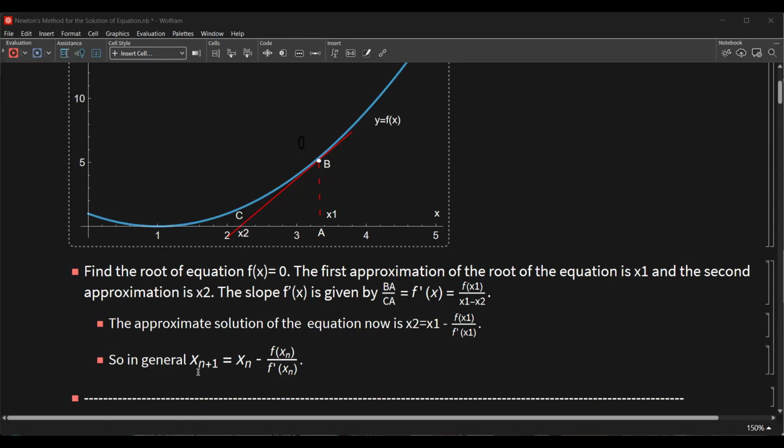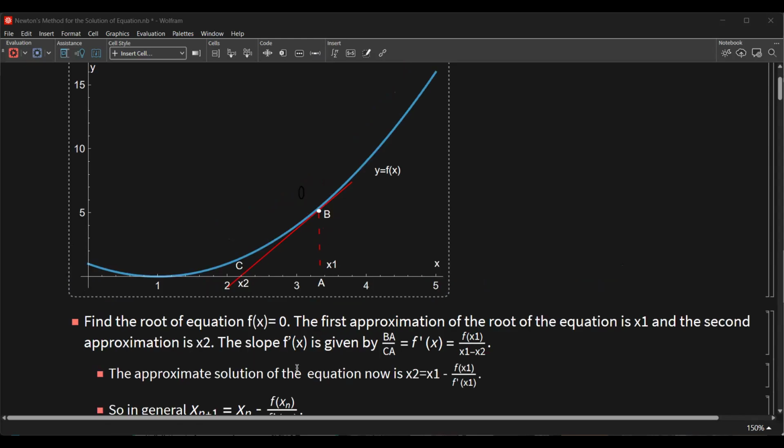So in general, we have x sub n plus 1 is equal to x sub n minus f of x all over f prime of x sub n. So we have this length CE, which is equal to f of x1 over f prime of x1.